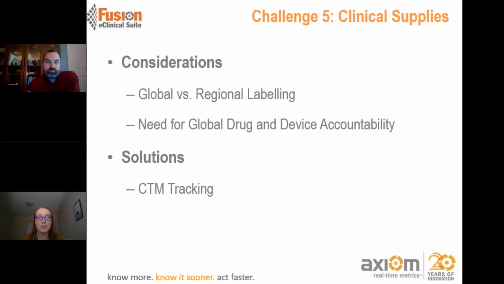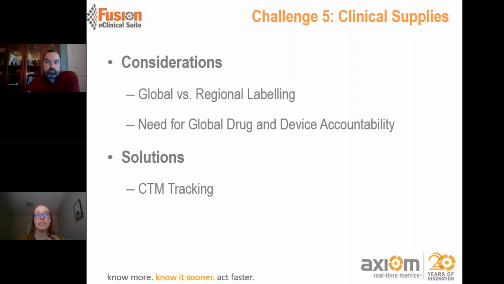Our last one is clinical supplies, and we'll just touch on it briefly. When we're looking at labeling, every region has its requirements, and you need to find that balance, whether you're going to use a global supply or have region-specific labeling.